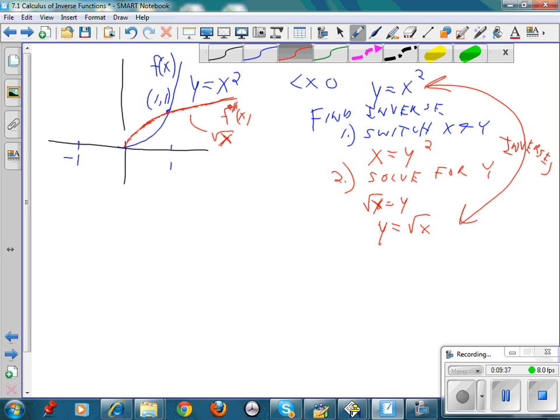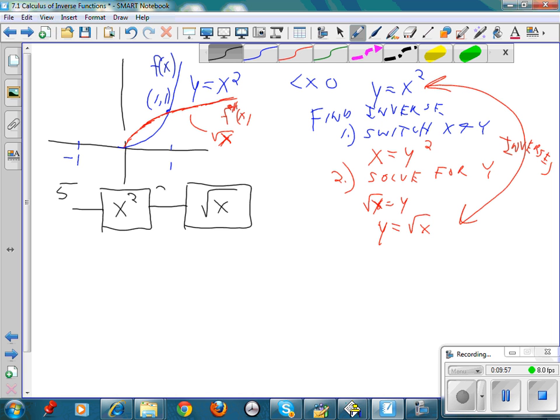Let's try our functional block diagram method, see what that looks like. If I take a value and put it through x squared, and then run it through the square root of x, let's try it here. You pick a number x, how about 5? Put a 5 in, I get a 25. Take the square root of 25, I get 5 back, okay? So you can see another demonstration. These functions are inverses of each other.